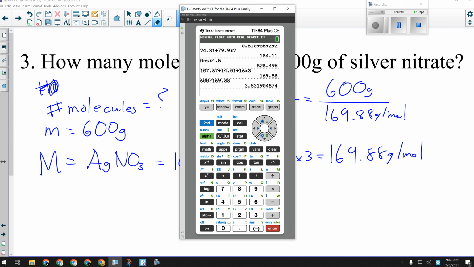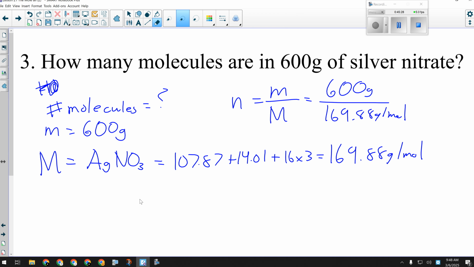I'm going to keep all the decimals in my calculator, as you should. We don't round ever until our final answer. We keep everything until we're at our final answer in all sciences. So I'm going to keep those. I'm just going to write 3.53 for now.